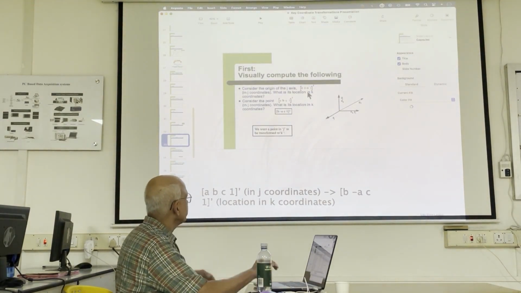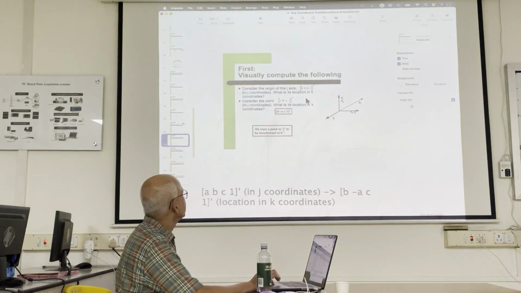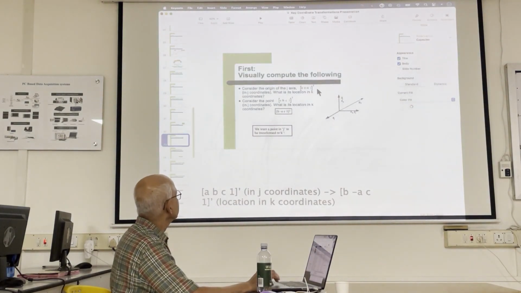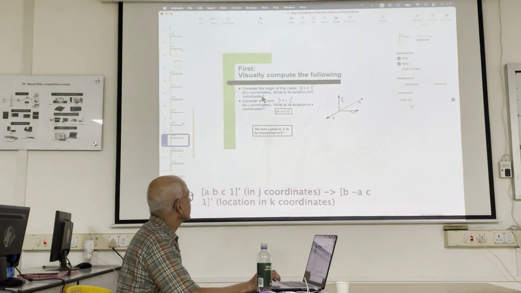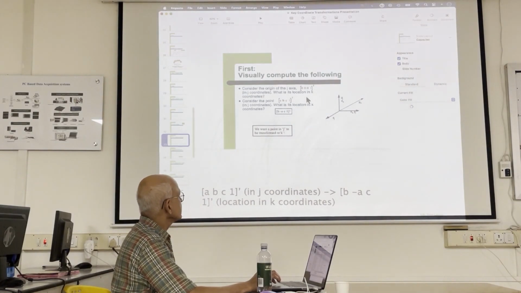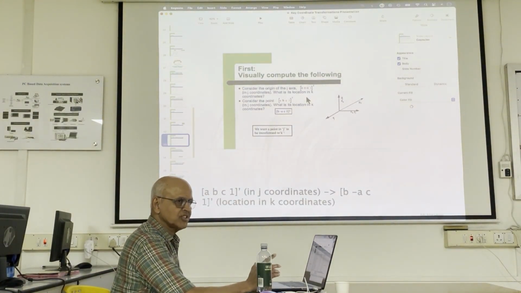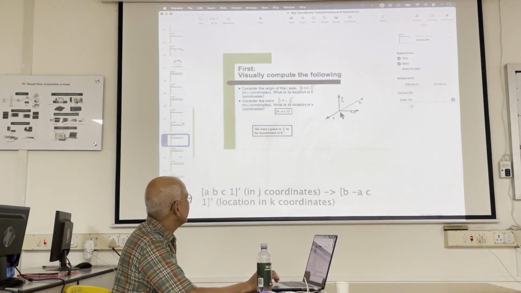Now we're coming up with some problems whose answers we know first. So consider the origin of the j-axis, 0, 0, 0, 1. That 1 is a weighting factor. In j coordinates, what is the location in k coordinates? So the origin will be 0, 0, 0, right? It's not going to change. You agree? Because the origins are coincident.